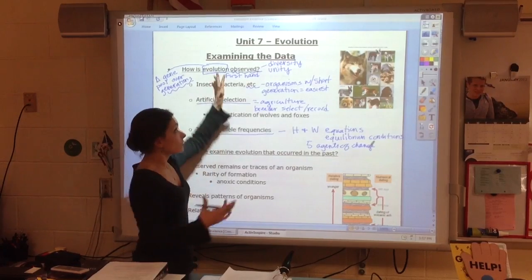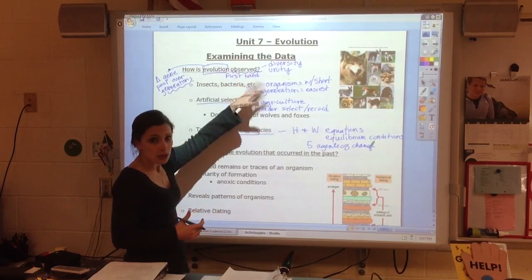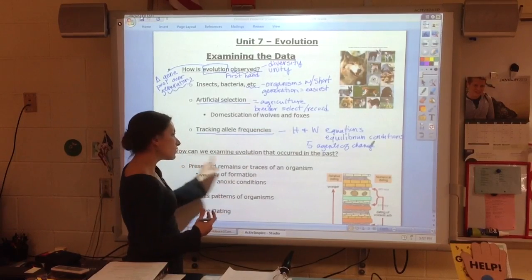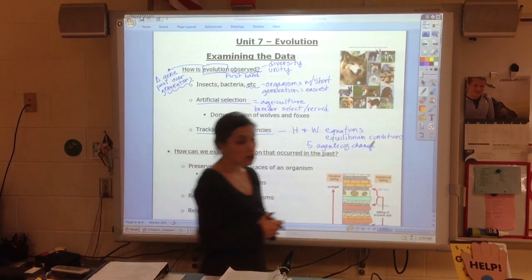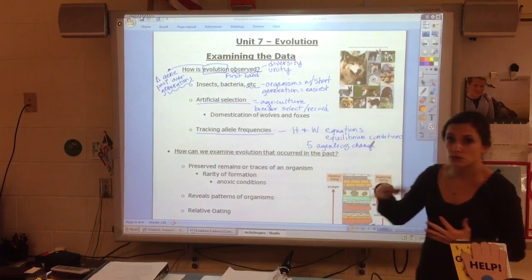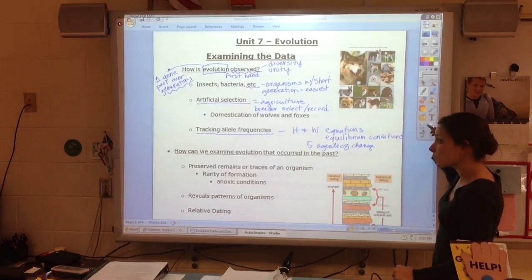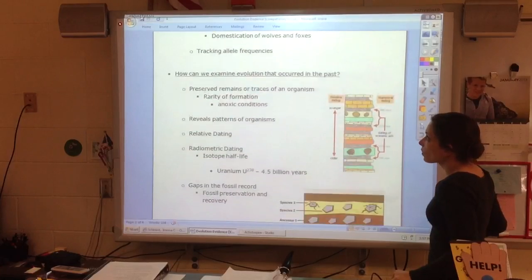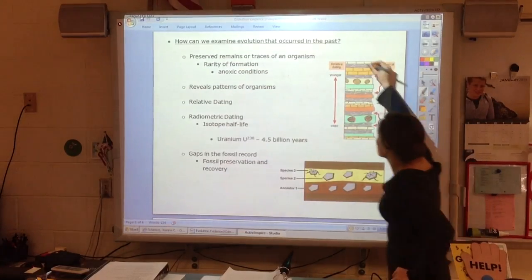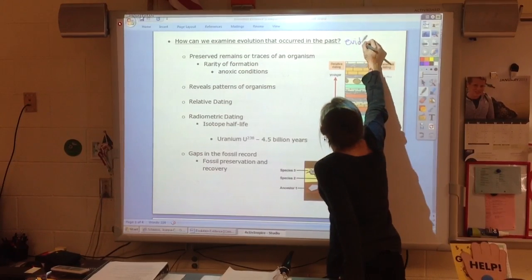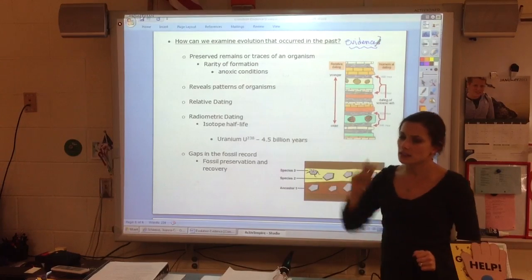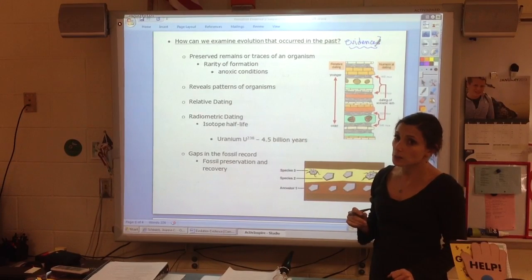So we can see it firsthand, we can see it happening. We know that evolution is still happening today. But what if we want to look at evolution that has occurred in the past? What if we want to rewind and look at where we once were? And so this is where we start to talk about what sort of evidence is there. This is the big question that a lot of people bring up. Well, what's your evidence that evolution has occurred in the past?